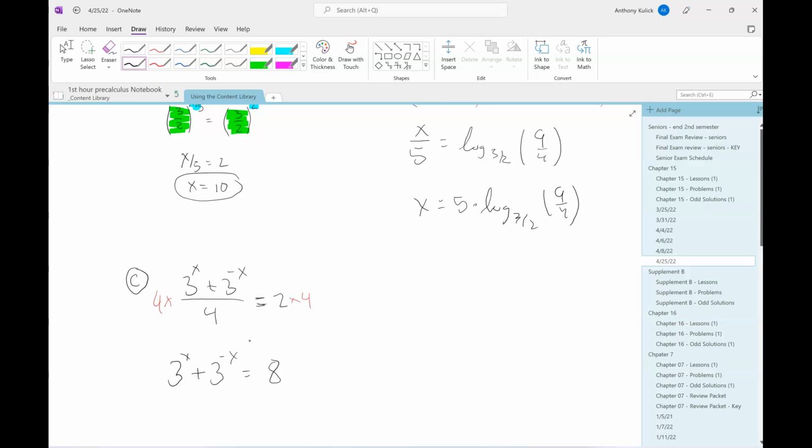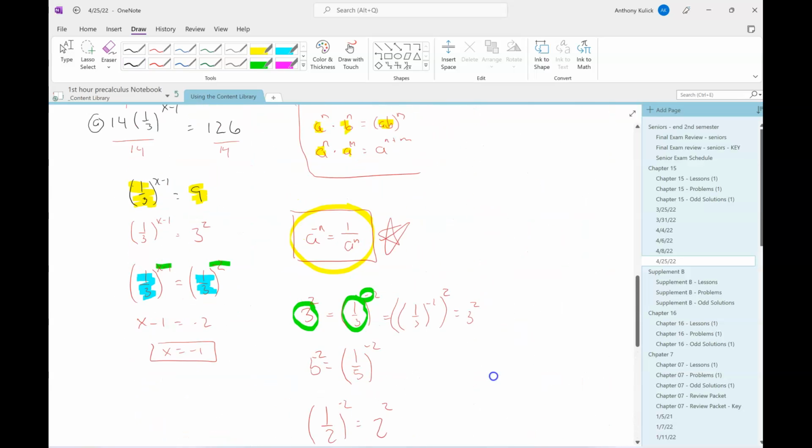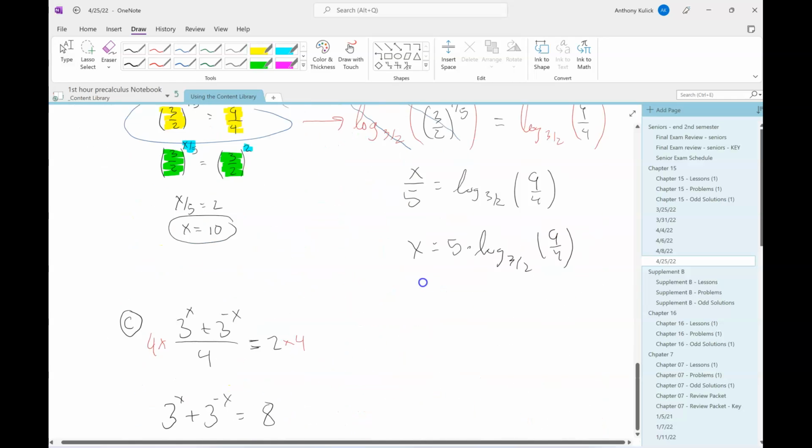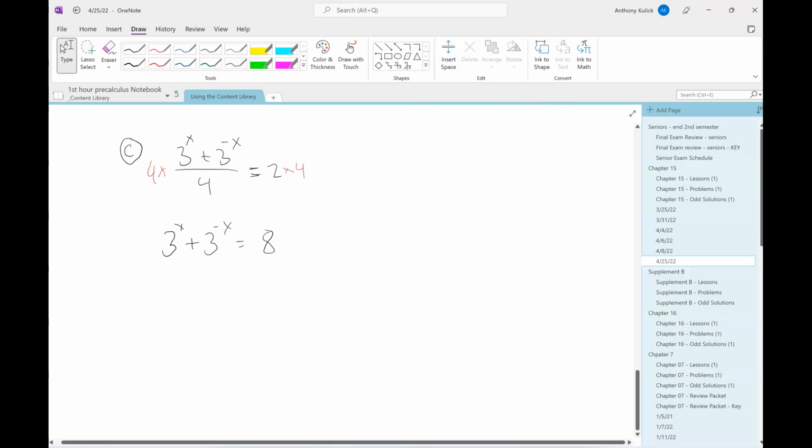I'll tell you what I don't love is the negative exponent, right? Why don't I like that negative exponent? What does the negative exponent really mean? It's a fraction also. So let's get rid of that negative exponent and get rid of the fraction at the same time.